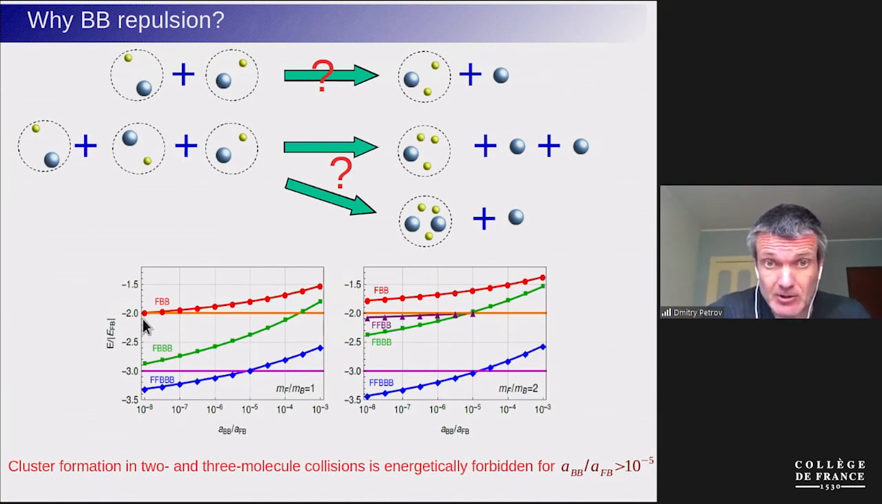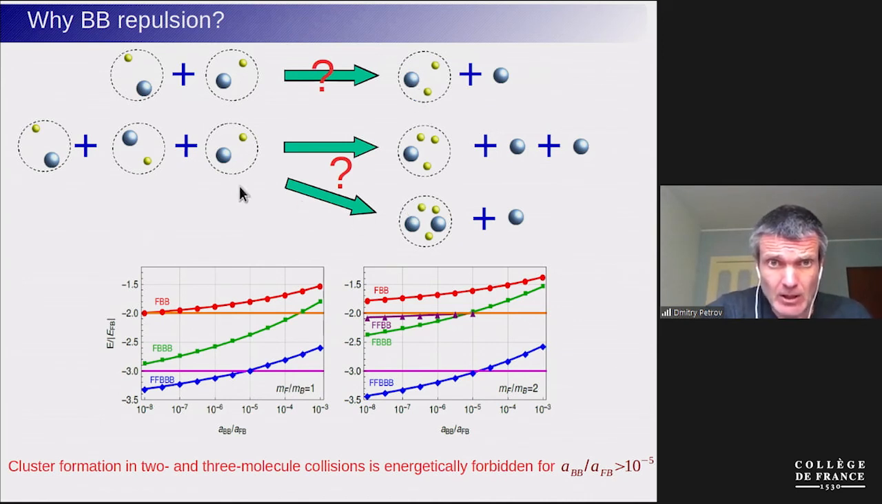Here we don't have a tetramer. It's on the left, to the left of this point. So to analyze, for instance, the stability of the system with respect to this trimer formation, we have to calculate the energy of the trimer and compare it with the two energies of the dimer. And we see that when the Bose-Bose interaction is sufficiently repulsive, we get it above the two-dimer threshold, which means that this reaction is energetically forbidden.